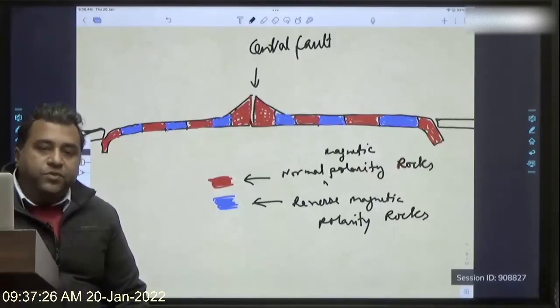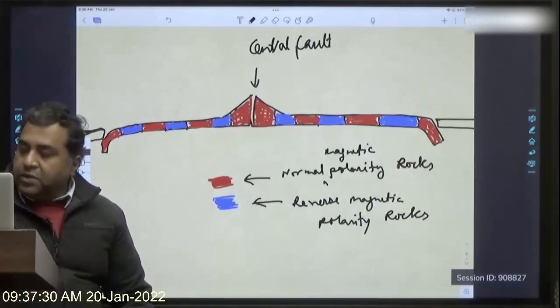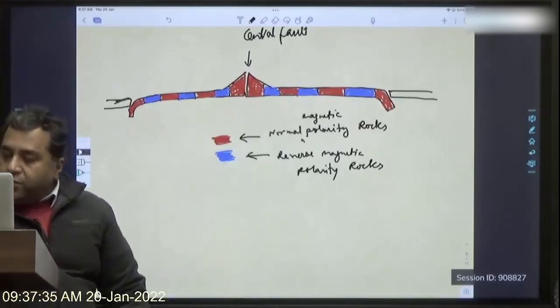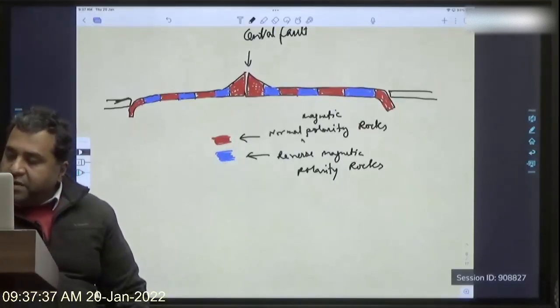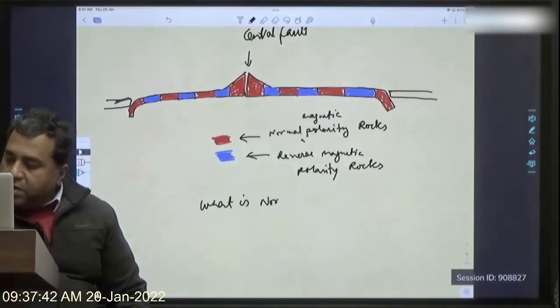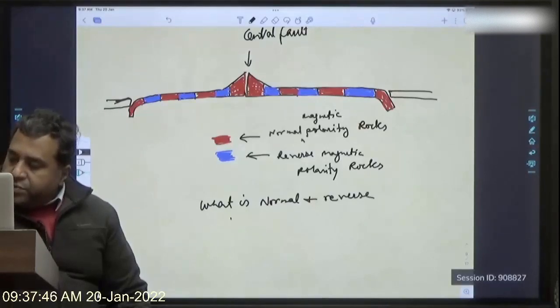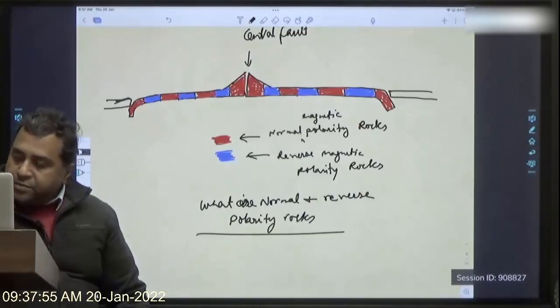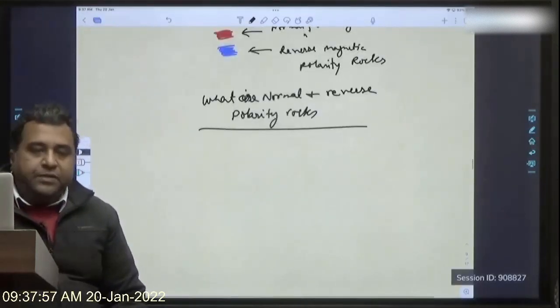Okay. So once we understand that this is what we found, now let us try to understand the next part, should we? What are normal and reverse polarity rocks? Okay, let us try to understand.